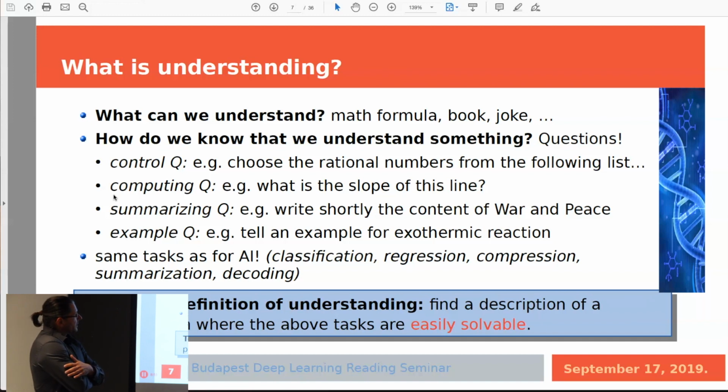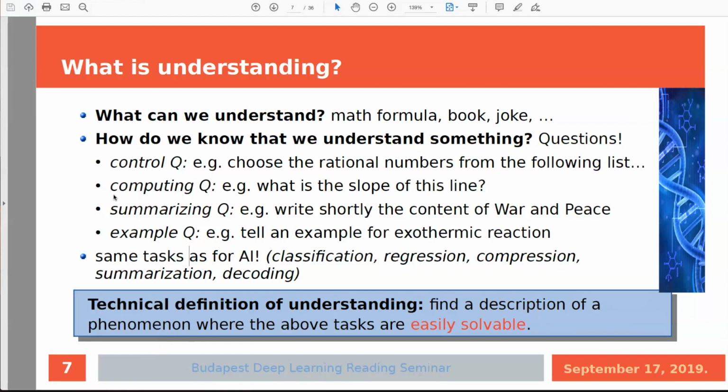We can ask a computing question, for example, what is the slope of this line, compute the slope of this line. Summarizing questions, for example, write shortly the content of War and Peace. We can ask for an example, for example, tell an example for an exothermic reaction, and so on. And it's very funny that these are the same tasks that we pose for AI as well. This corresponds to classification, regression, compression, summarization, and decoding problems, tasks of the AI.